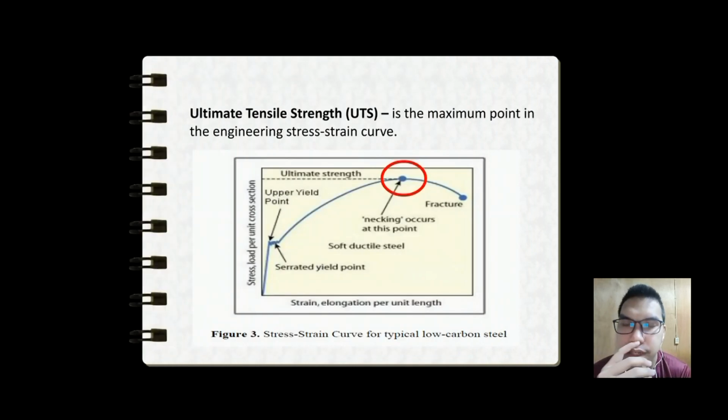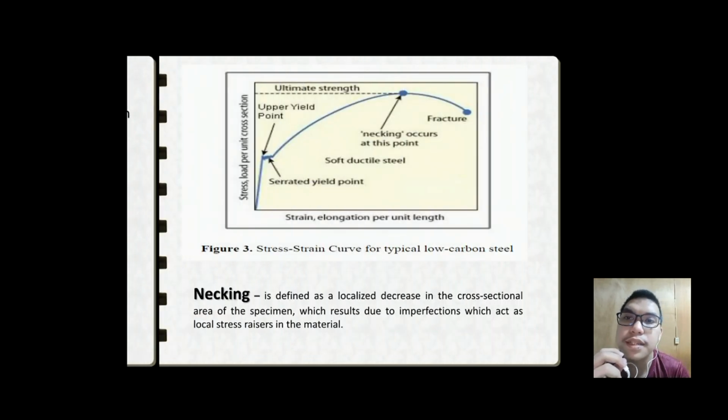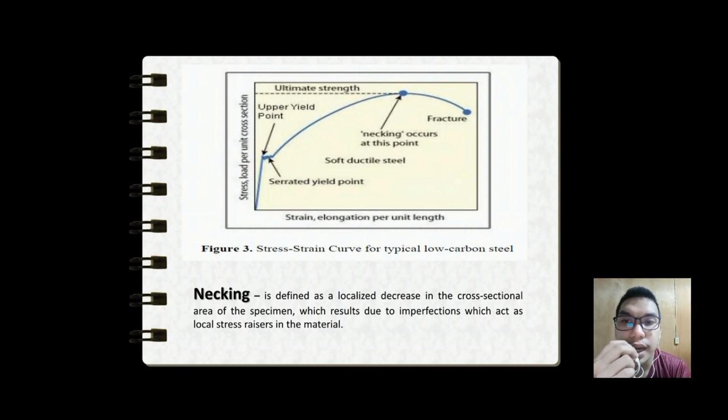Next is the ultimate tensile strength, or UTS, which is the maximum point in the engineering stress strain curve. Ultimate tensile strength can be called shortly as tensile strength. So it is the maximum amount of load or stress that the material can handle before breaking. Next is the necking. Necking is defined as a localized decrease in the cross-sectional area of the specimen, which results due to imperfections which act as local stress raisers in the material. So as you can see, the ultimate strength is at the point where necking occurs.